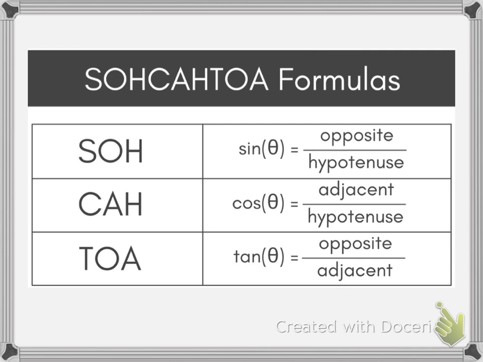Welcome back! As you can see, the acronym SO is for sine, and that sine of theta, or of any angle, equals the opposite over hypotenuse. CA is for cosine, which is adjacent over hypotenuse, and TOA is for tangent, opposite over adjacent.